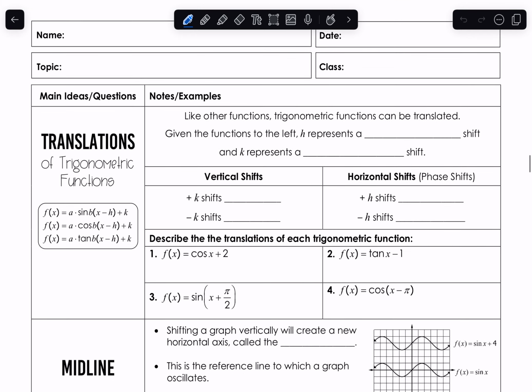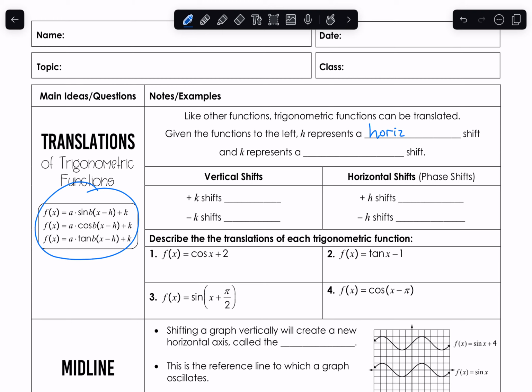So follow along. You should have the notes from the sub. So yeah, let's jump in. Like other functions, trig functions can also be translated. Given the functions to the left, these right here, h in the equation represents a horizontal shift.